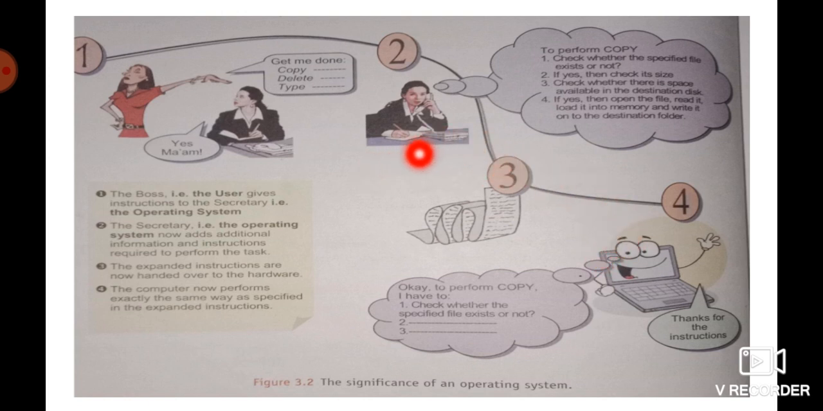So this is the responsibility of the secretary. So here the role that the secretary plays, a similar role an operating system plays in our system. The computer system gives the instructions to the operating system, and it is the duty of the operating system to check how these things can be made to happen.